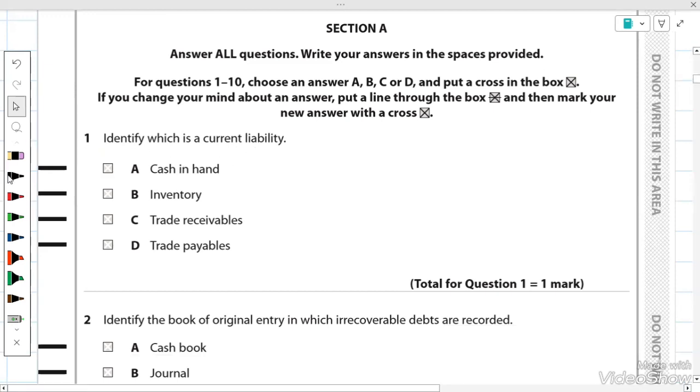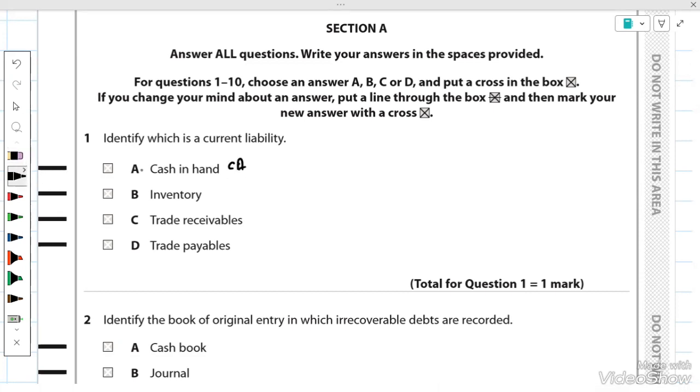The first MCQ is about identifying which is a current liability. A current liability is a liability which is less than 1 year, so we have to fulfill it within a year. These types of liabilities are current liabilities. Cash in hand is basically our current asset.